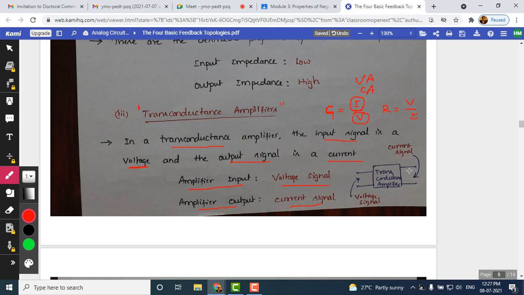There are certain circumstances we will come across. In some applications we may have to design these types of amplifiers. What is the situation? Suppose the input signal source available to you is a voltage signal and we want to get an amplified current signal. In such a circumstance, we need to design a transconductance amplifier. Voltage amplifier or current amplifier are not suitable for this. The only amplifier that is suitable when the input signal available is voltage and the output we expect is current is the transconductance amplifier.